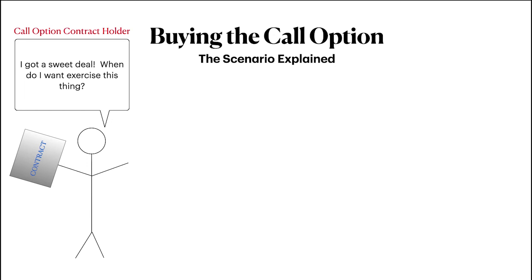So now the scenario changes a little bit. Now we're looking at just the call option contract holder. So when you look at this screen, notice up here at the top, I'll circle it for you. We're talking about the holder. This is the one who bought the contract. And they believe, hey, I got a sweet deal on this. And now the question comes up, when do I want to exercise this thing? And so that's what we're going to address next, is what happens following the purchase of that contract.